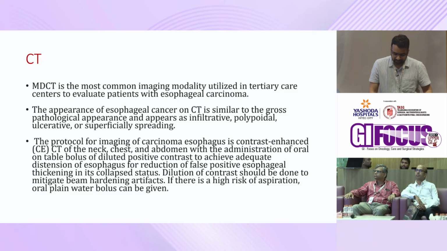Coming to the role of CT, it is the most common modality used in tertiary centers for esophageal CA. The protocol involves acquisition of CT scan of the neck, chest, and abdomen with contrast, with oral positive contrast, for reduction of false positive esophageal thickening in the collapsed state of the esophagus. So we have to distend the esophagus properly to know the actual thickening of the esophageal CA.